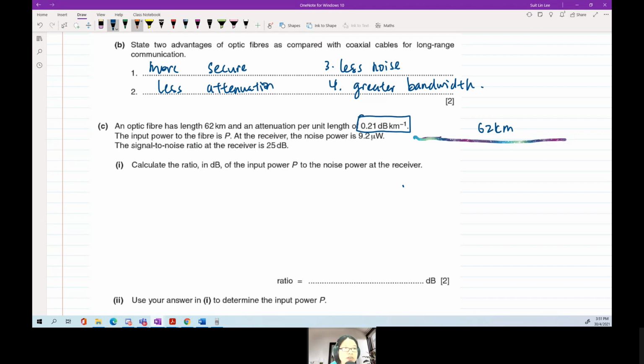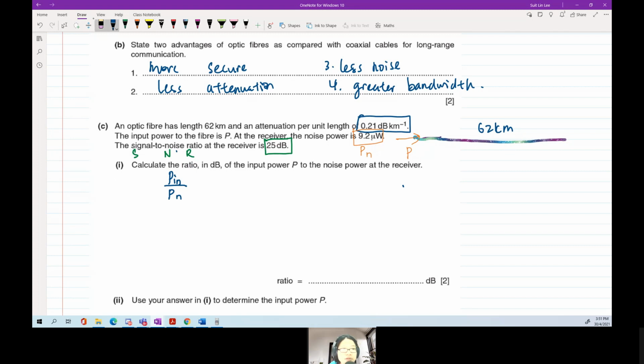Input power to the fiber is P. So we're going in with P. Noise power is this one. So this is noise. I'll call this PN. Signal to noise ratio is 25 dB. So we call this SNR, signal to noise ratio. Okay, calculate the ratio in decibel of the input power to the noise power at the receiver. So what we want here is P in over P noise. Do we have input? We have noise power. Okay. We have signal to noise at the receiver.